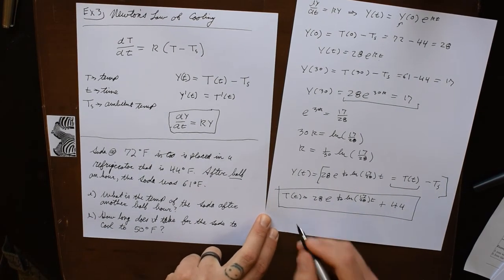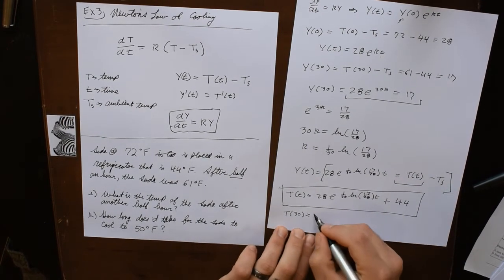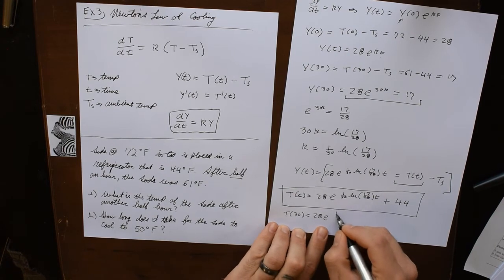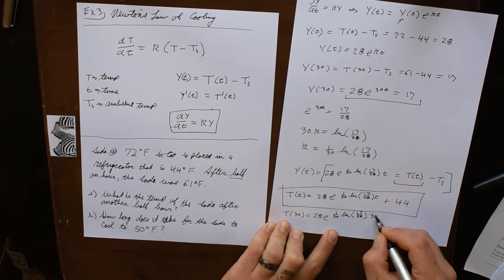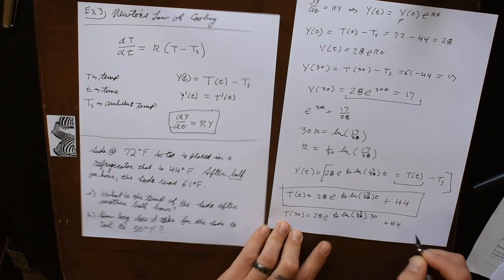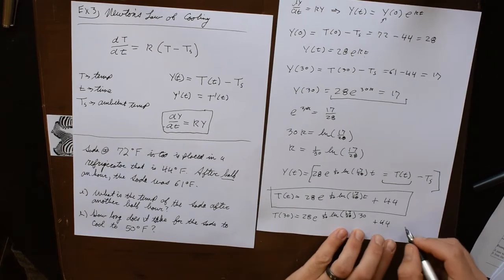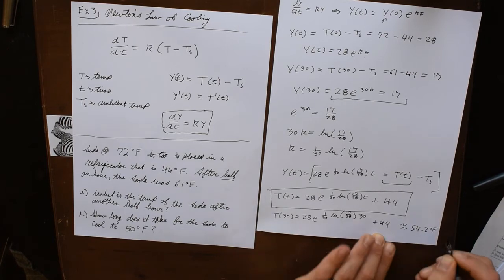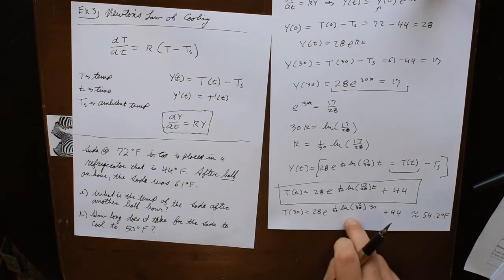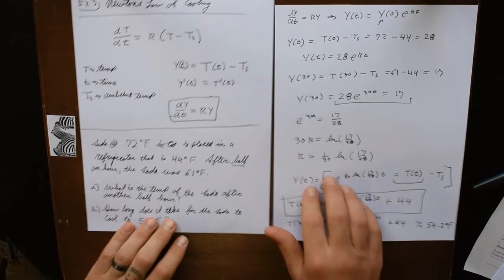And then we would just plug 30 in. We would get T of 30 is equal to 28 e to the 1/30th natural log of 17 over 28. T is 30 plus 44, which a quick bit of mental math says is about 54.2 degrees Fahrenheit.